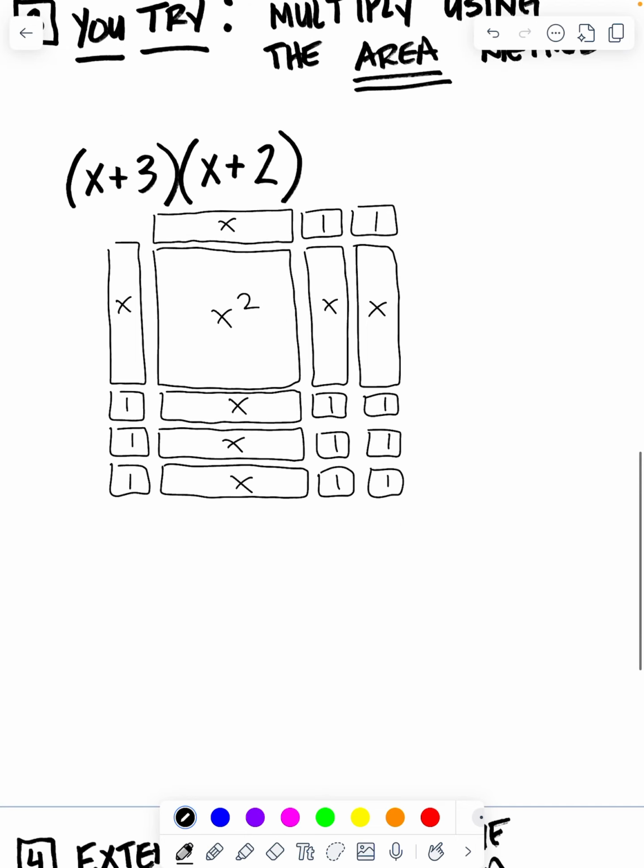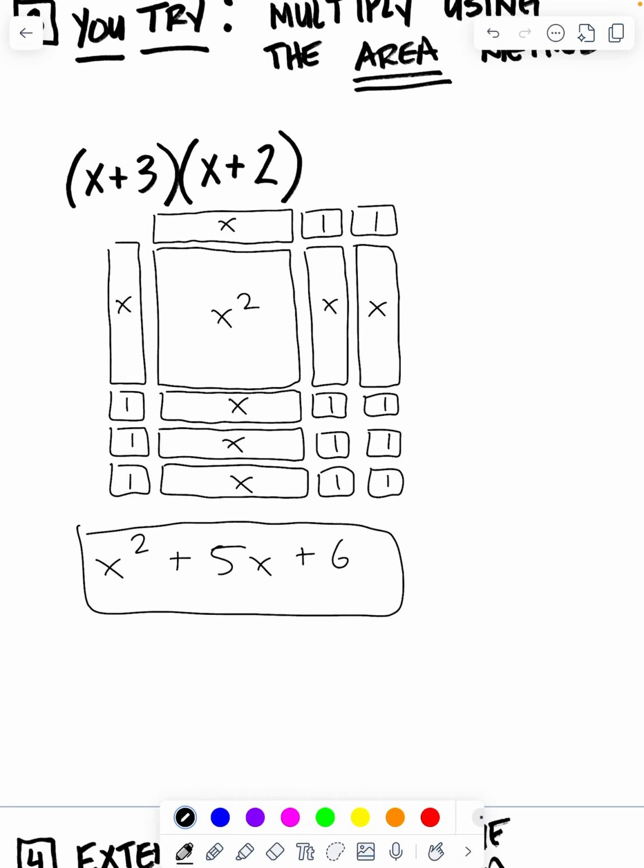We have an x squared plus, how many x's do we have? We have 5x. How many 1s do we have? We have 6. So we have x squared plus 5x plus 6. This is equal to x plus 3 times x plus 2.